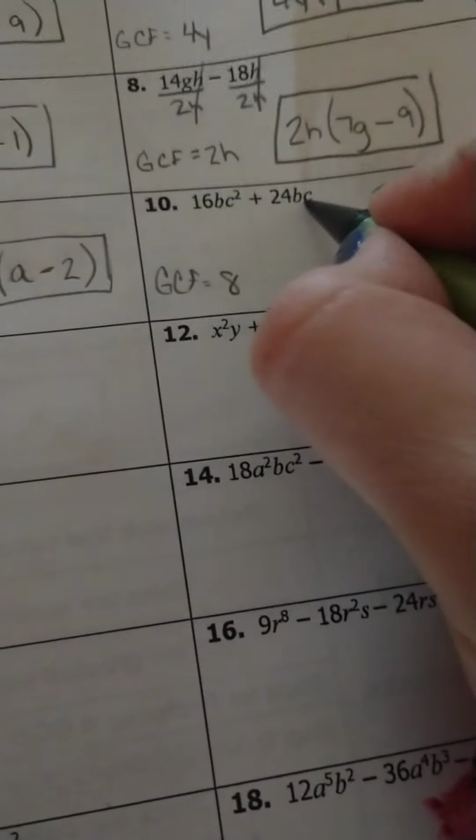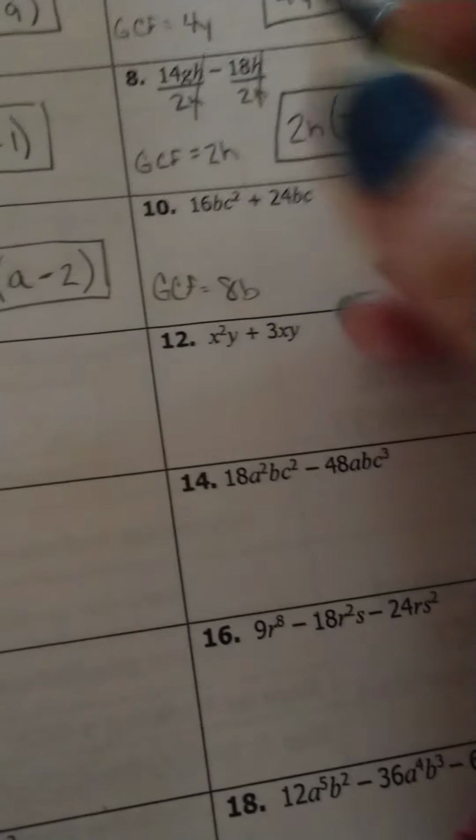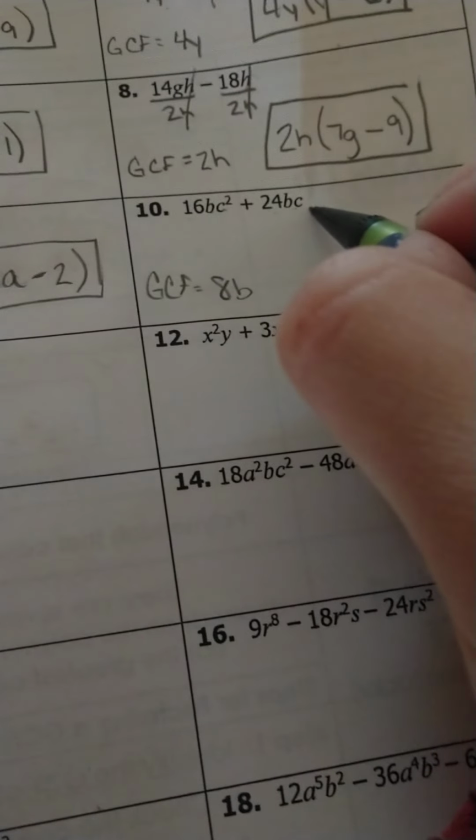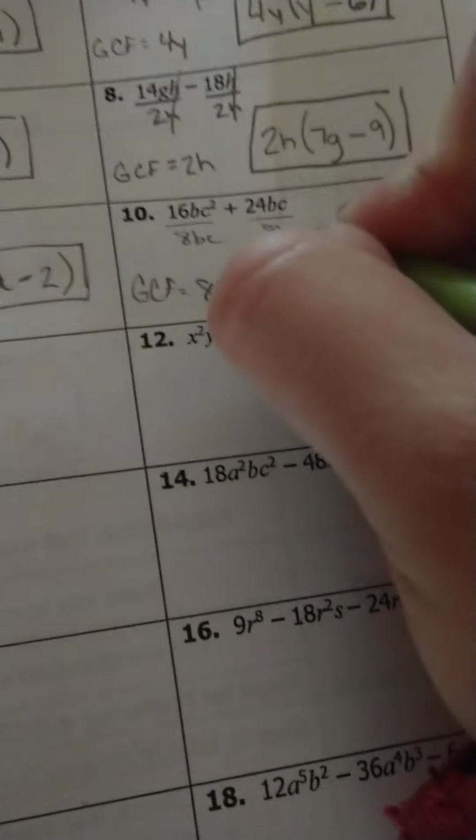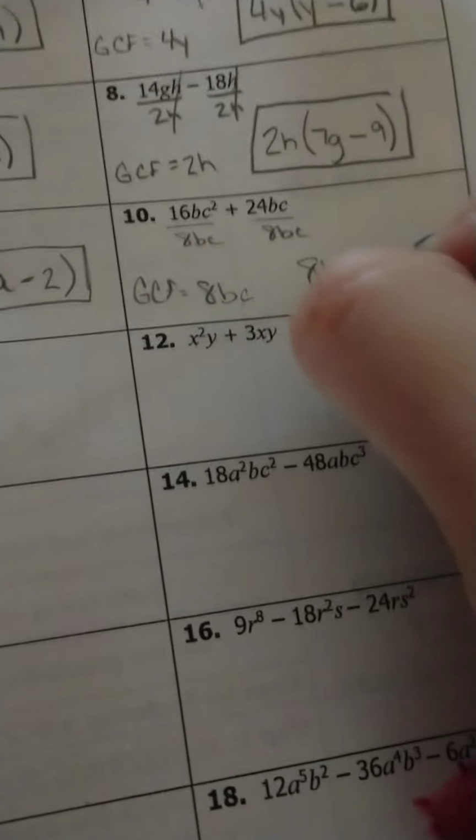Then I've got B and B. So I know I'm going to have a B come out. I've got C squared and C. Which of those is smaller? The C. So divide both by an 8BC. Put that 8BC out front.